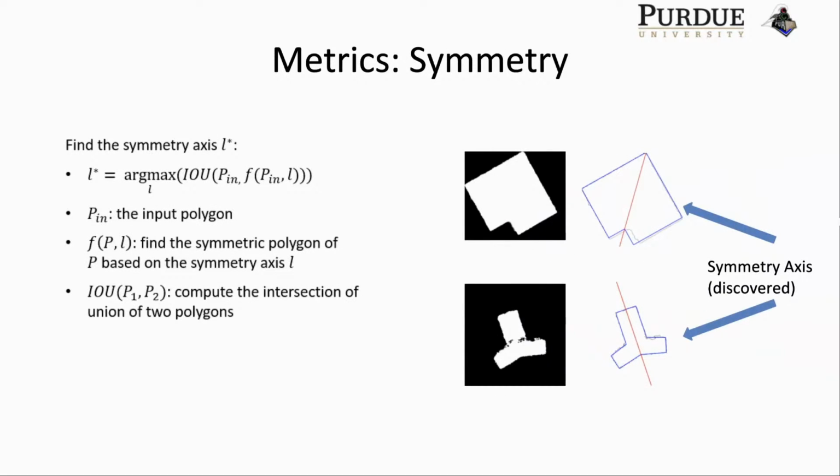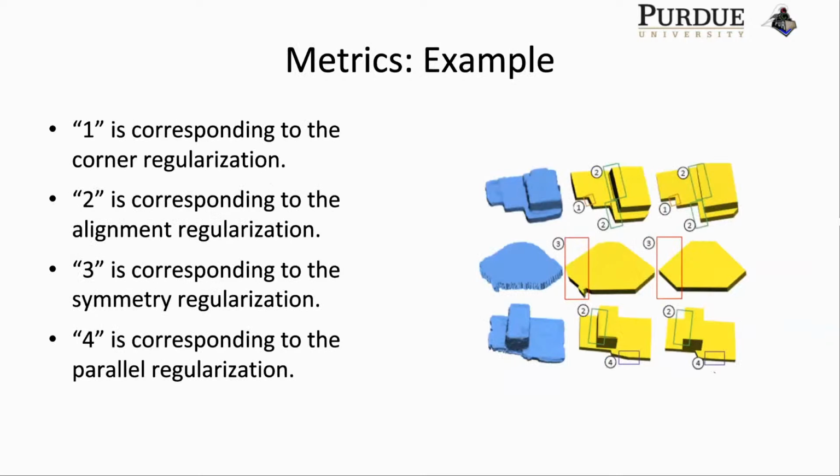The goal of the symmetry metric is first to find the most possible symmetry line L by maximizing the intersection of union of the input polygon and the symmetric polygon based on L. If the intersection of union is bigger than a threshold value, we consider the input polygon to be symmetric, and we try to alter the polygon points to make it symmetric. Here are two examples for your illustration. We show more building examples where you could find the difference before applying regularization metrics and after applying specific metric terms.